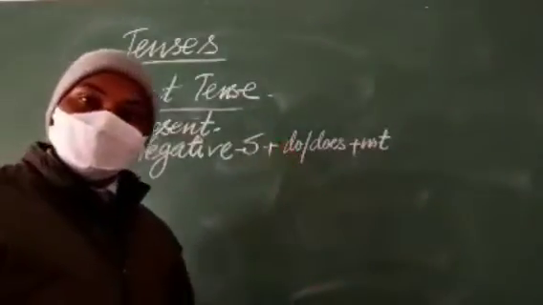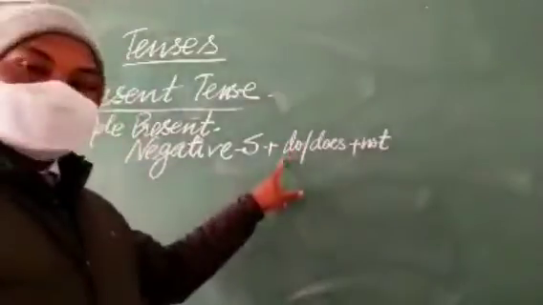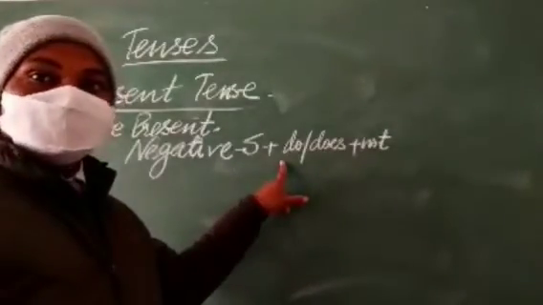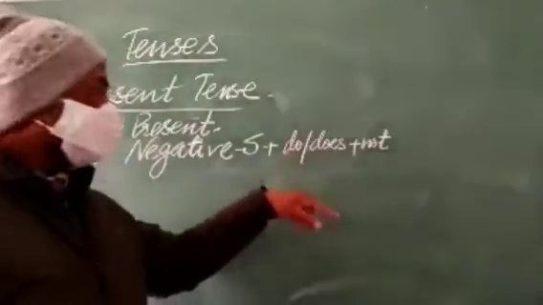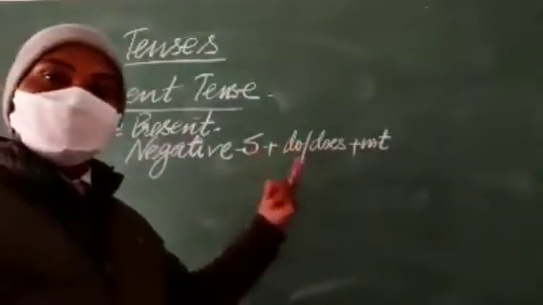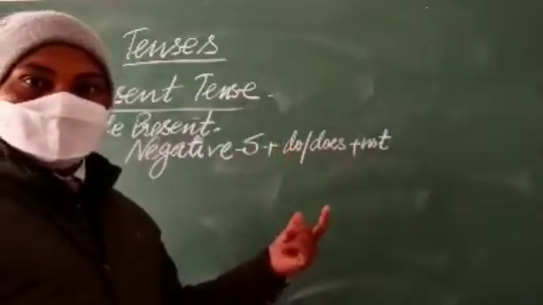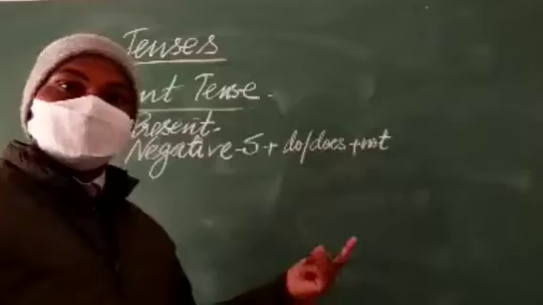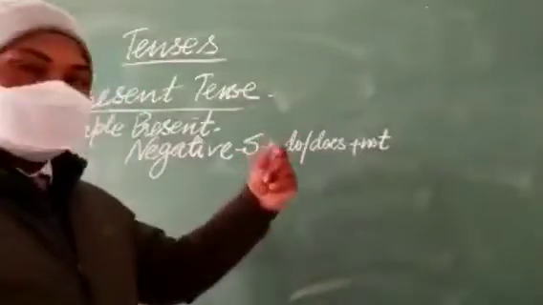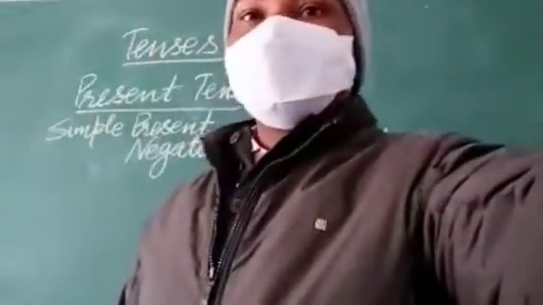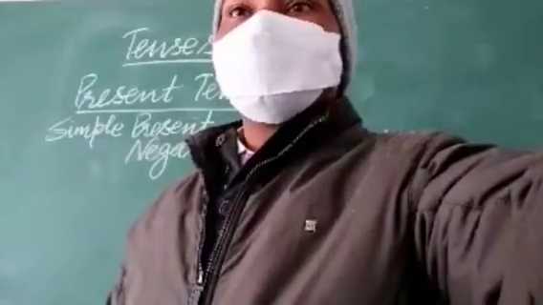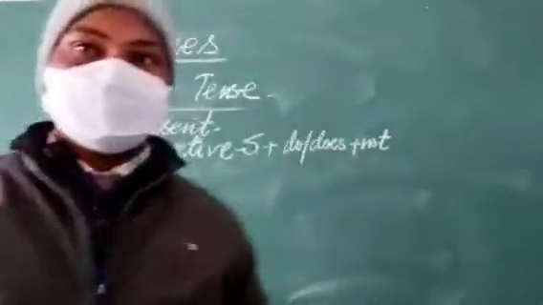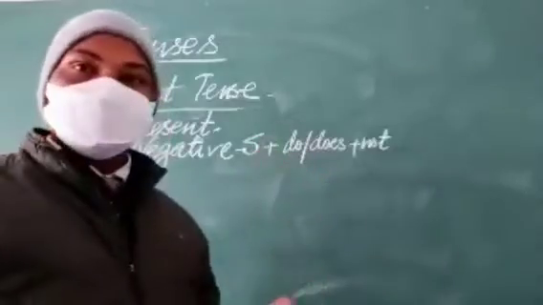So I have already told you, with the singular subject we use s or es. With plural subject we use no s or es. So where there is use of s or es, we use does. Where there is no s or es, we use do.